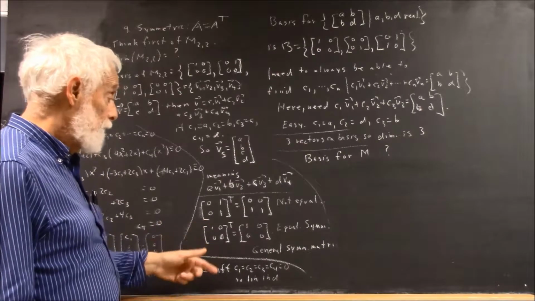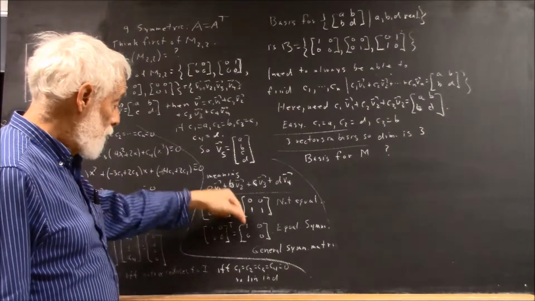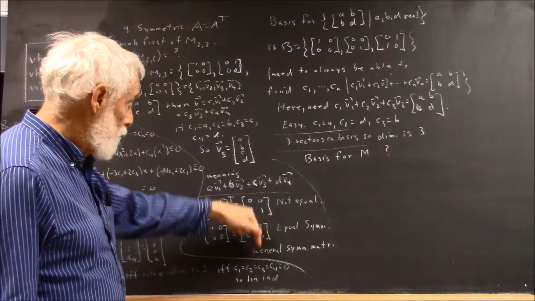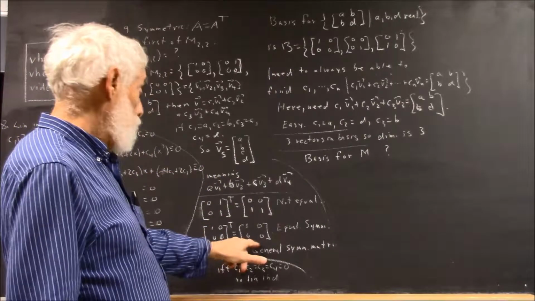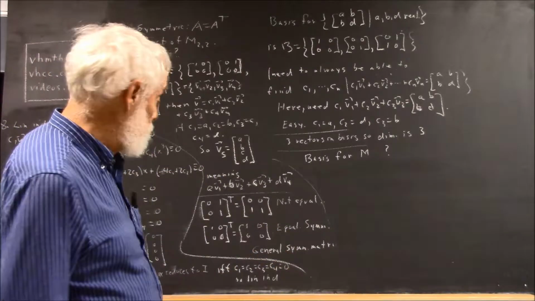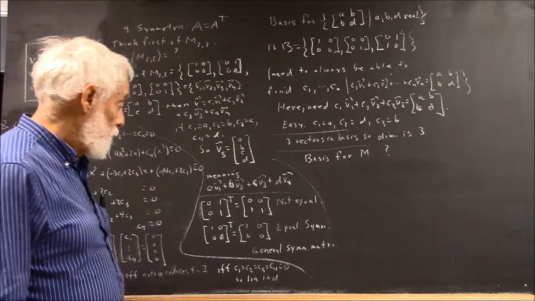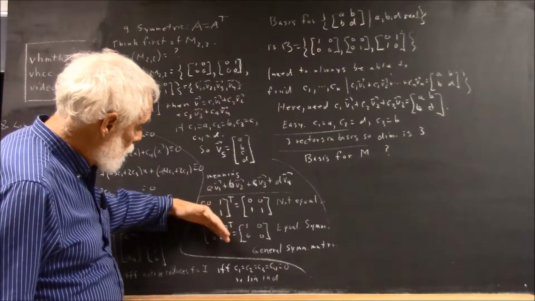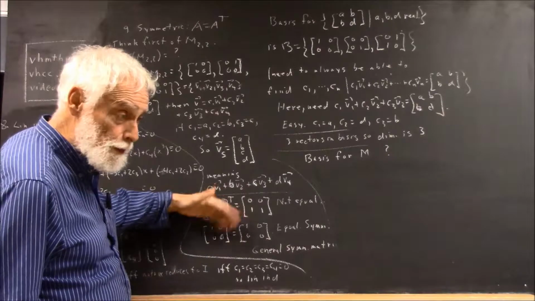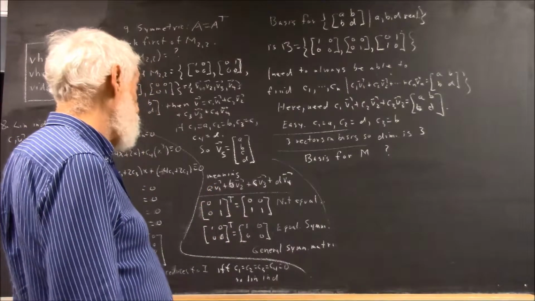The transpose of this matrix is, well, first row becomes first column, second row becomes second column, and we get the same matrix. These are equal, so it's symmetric. Another way of looking at symmetry, of course, is that what's above the diagonal is the same as what's below the diagonal. There's a mirror image of what's below the diagonal.